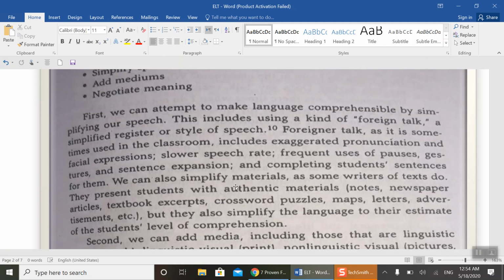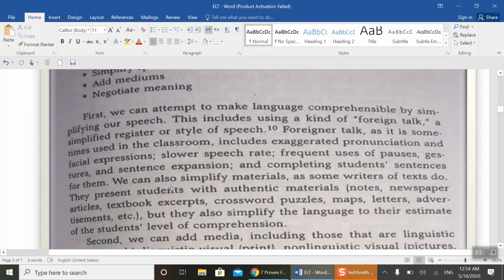Don't speak quickly. Try to exaggerate. Try to focus on certain words. Try to slow your speech. Use facial expressions. Use pauses. Sentence expansion and complete student sentences.